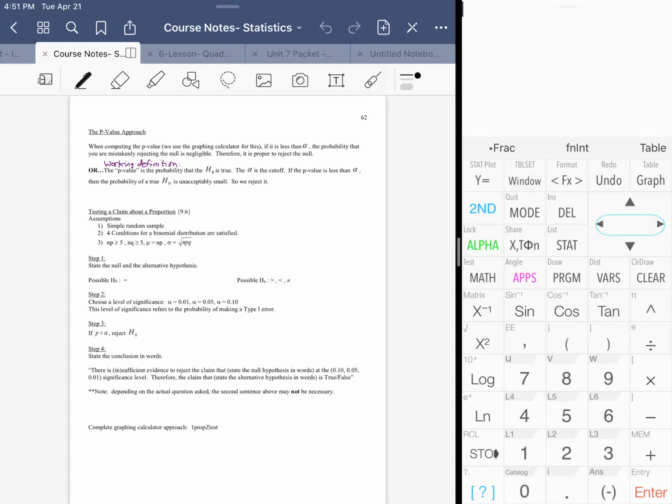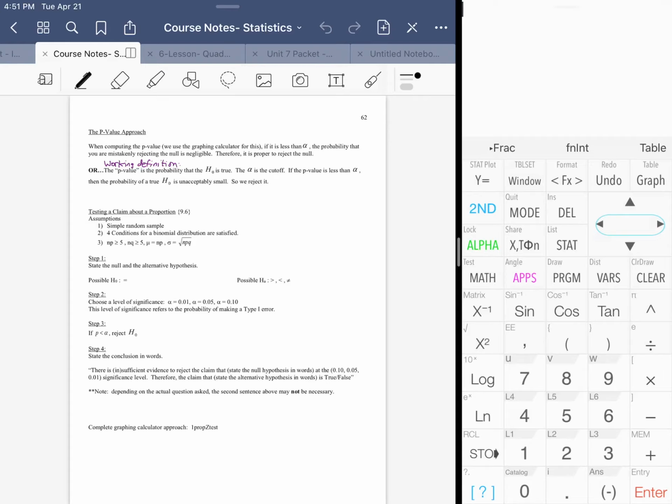In this case, for testing a claim about a proportion, our assumptions are: simple random sample, the 4 conditions for a binomial distribution are satisfied, and these mathematical operations. If you can verify those assumptions, they become conditions. If you can't, then we just assume that they're true. Otherwise, we can't perform the hypothesis test. Once those are in place, we know what hypothesis test to use.